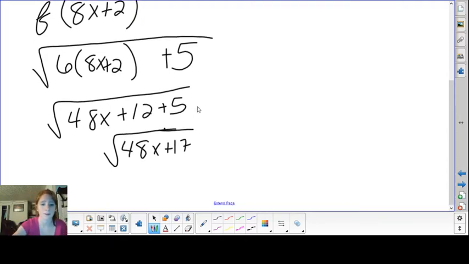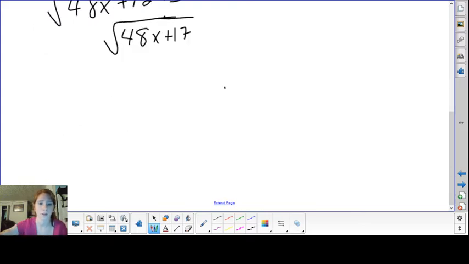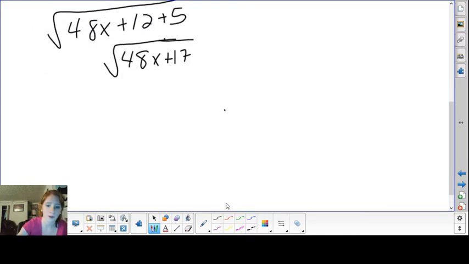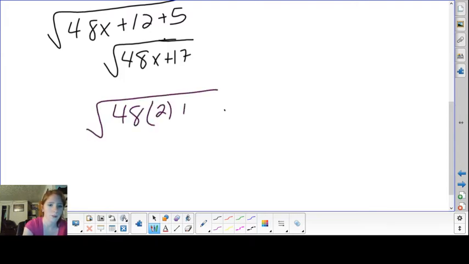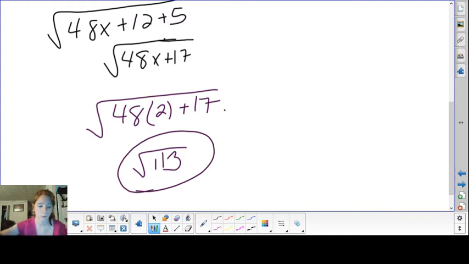And then at this step, we're going to go ahead and plug in our value of 2, because that's what we're asked to plug in. So I have the square root of 48 times 2 plus 17, which gives me the square root of 113. Then I gotta try and ask myself, can I simplify that guy? Nope. So he's just the square root of 113.